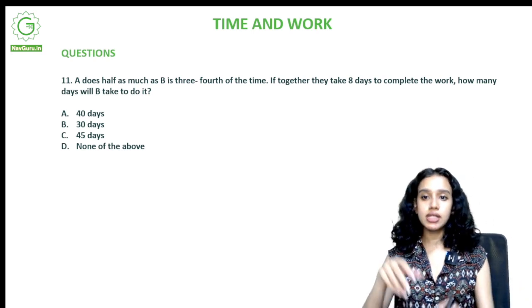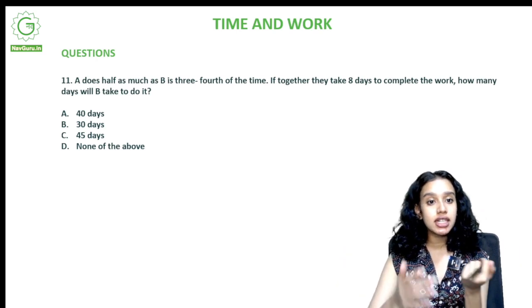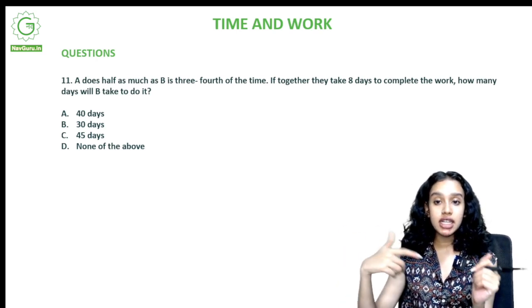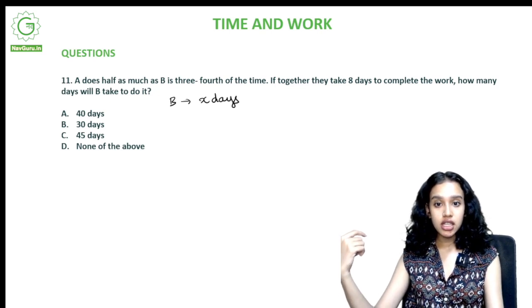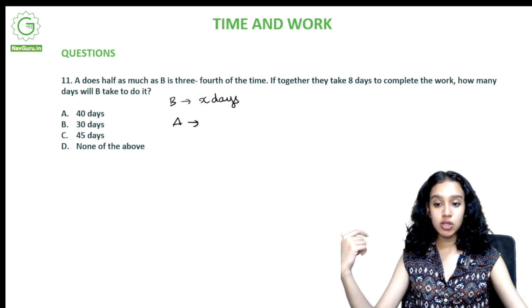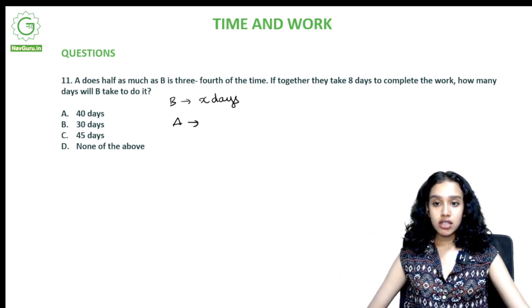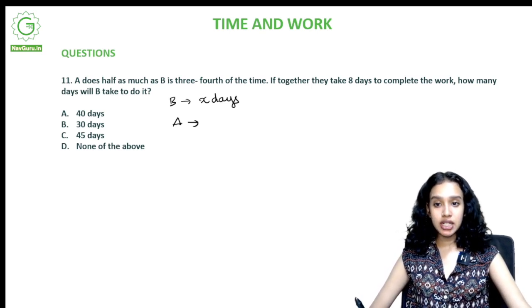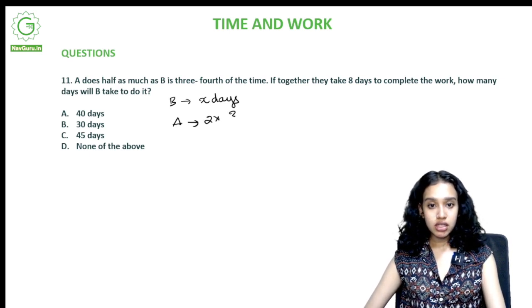So here in this question, A does half as much as B's work in 3/4 of the time. If together they take 8 days to complete the work, how many days will B take to do it? So let's say that B takes X days to complete the work, right? So how many days does A take to complete the work? Let's say A takes 2 times 3/4 of the time of X, which becomes 3 by 2X.